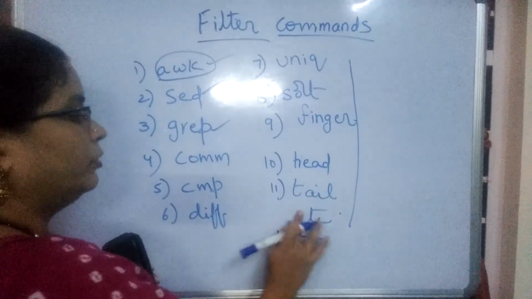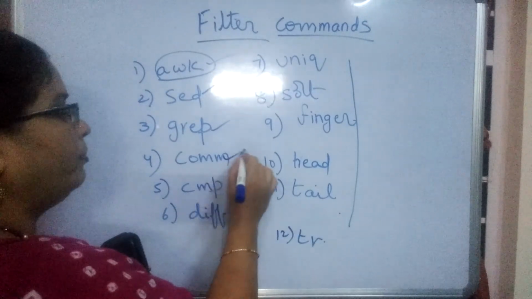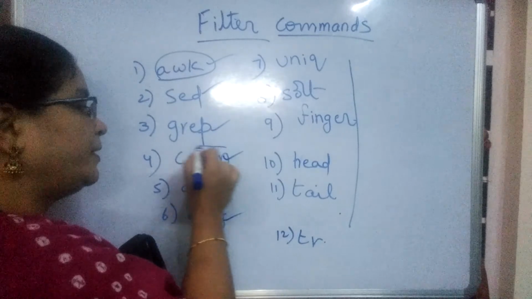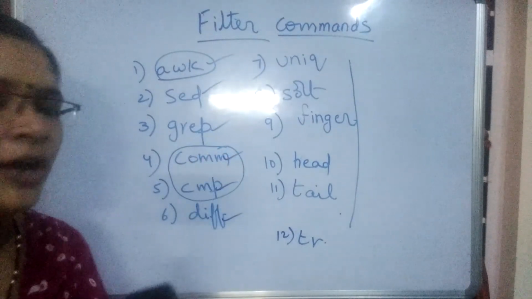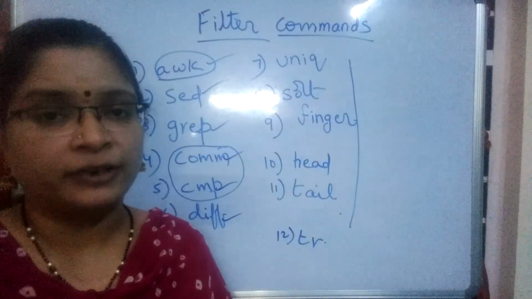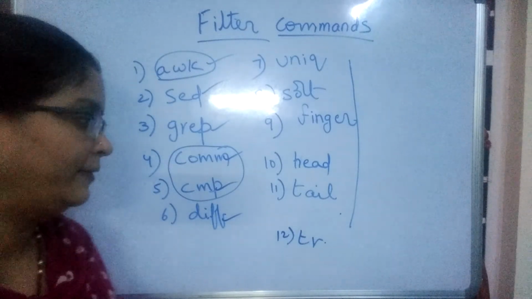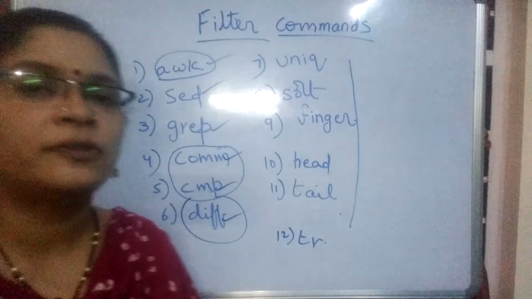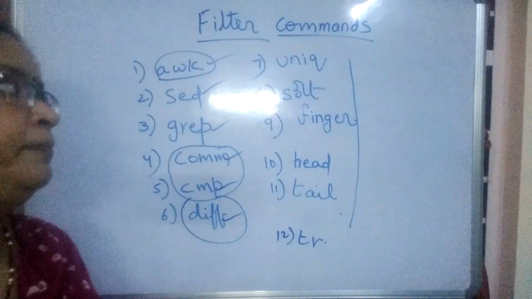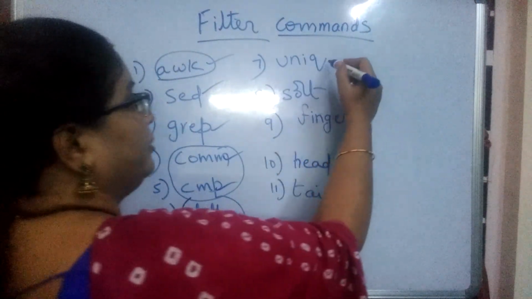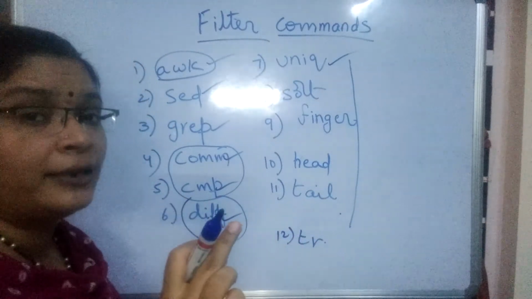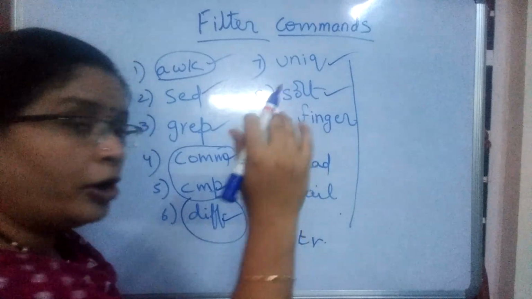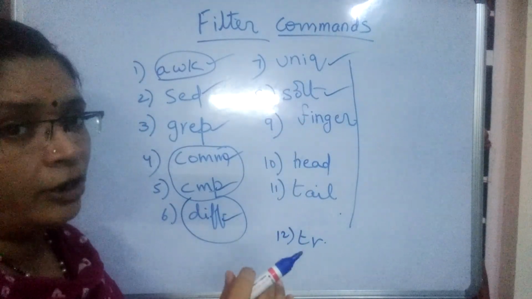So here, com, cmp, diff. These are the commands. Com, cmp is used for comparison of the files. How can we compare the files? By size, by line and all these things. And diff is used to differentiate two files. How two files are going to be differentiated. And the unique command is used to identify the unique lines within the given file. And sort command is used to sort the text based on the alphabetical order.